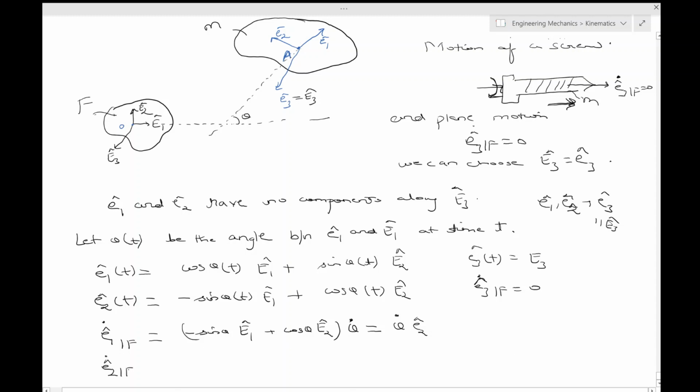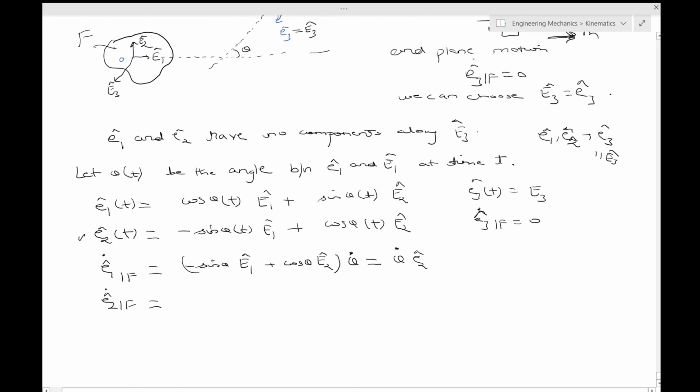So E2 dot with respect to frame F will be just differentiating this one with respect to time. So let's see, that would be minus of cos theta E1 hat minus sine theta E2 hat, times theta dot, and so on. That's why you have this E1 dot, E2 dot and E3 dot.